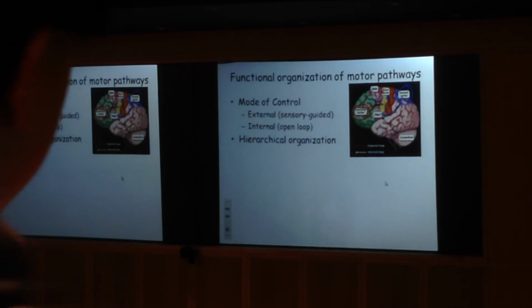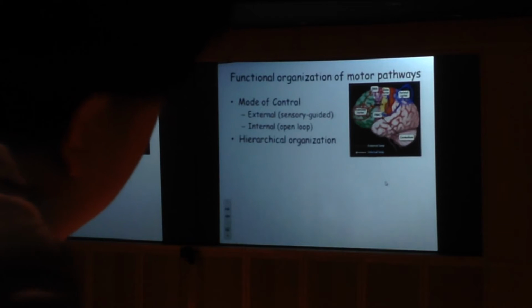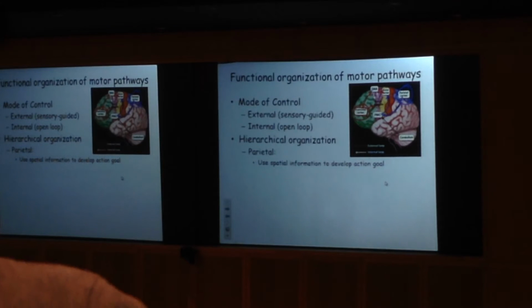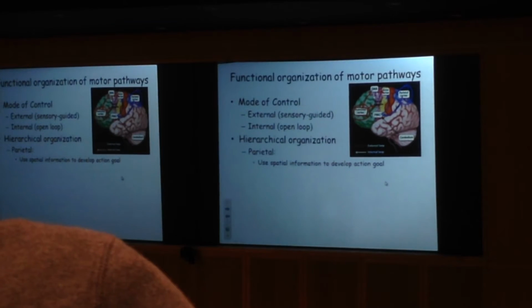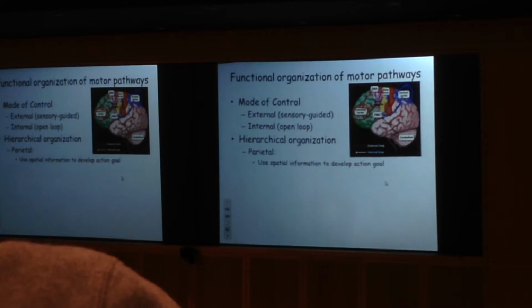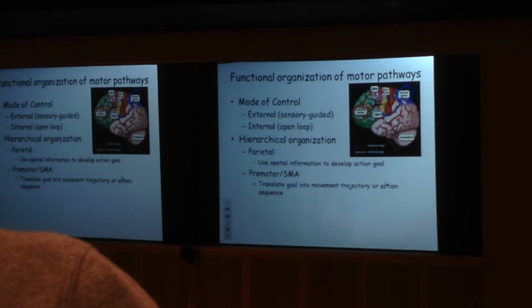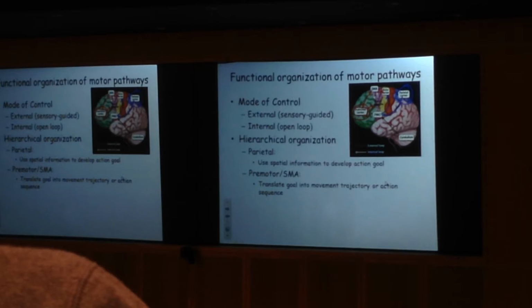The other way people characterize the functional organization is through hierarchical organization. First, you have the parietal lobes involved, using spatial information like the donut I just described to you, and generating a goal: I'm going to move my body and extend my arm to grab that donut. Then you have the premotor and supplementary motor areas, which translate the goal into a movement trajectory or action sequence. And this, of course, involves the basal ganglia, as we described before.